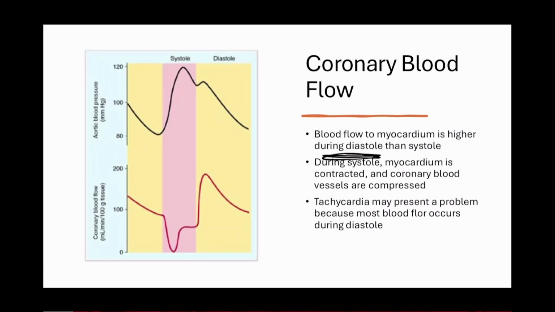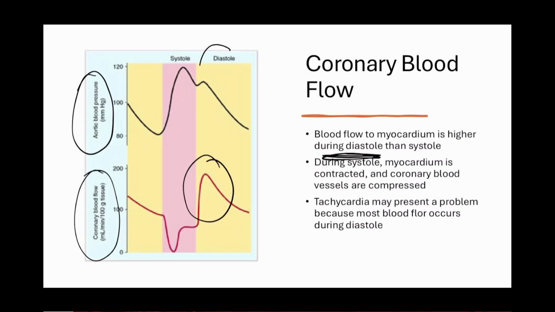Tachycardia may present a problem because most blood flow occurs during diastole, so the faster your heart goes, the less blood is in the tissue. So if you look here, we have aortic blood pressure and we have coronary blood flow. Blood flow is highest during diastole. Blood flow is highest in the myocardium, the heart muscle, during diastole. During systole, it's not being perfused.